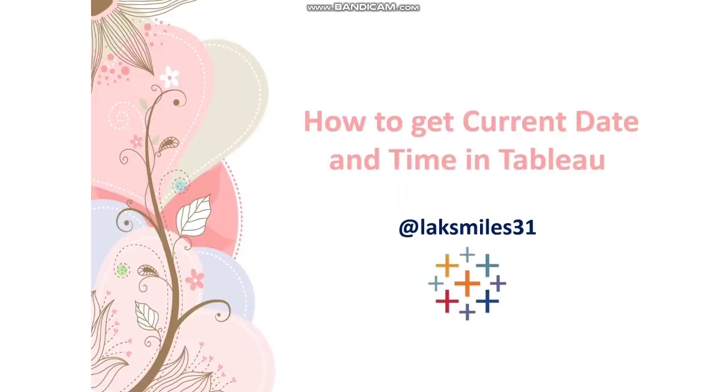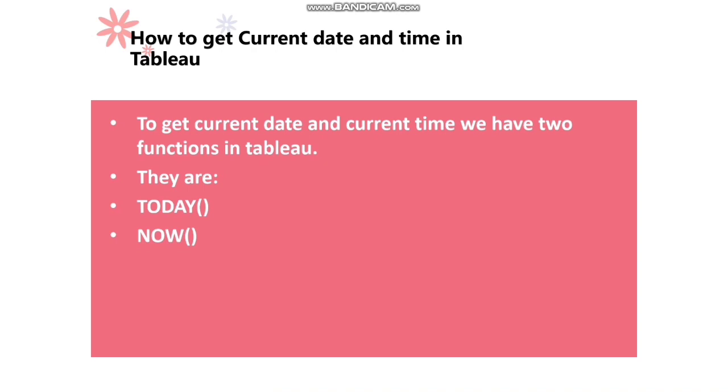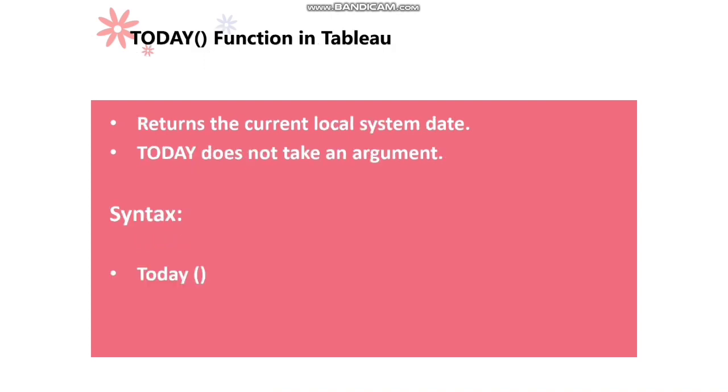How to get current date and current time in Tableau. Let's get started. To get current date and current time, we have two functions available in Tableau. They are today and now. Today returns the current local system date and it does not take any arguments. So the syntax is today with open parenthesis and closed parenthesis, and the example is also the same.